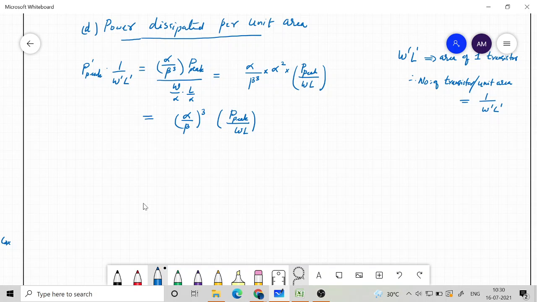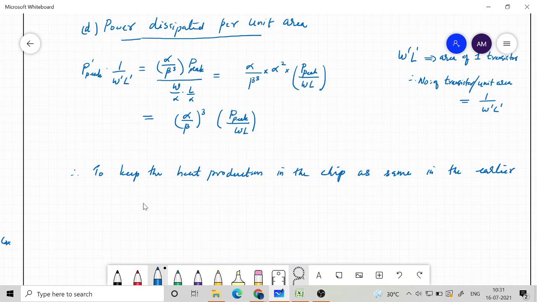Okay, so therefore to keep the heat production or heat dissipation in the chip the same as in the earlier node, alpha should be equal to beta. That is the only way.